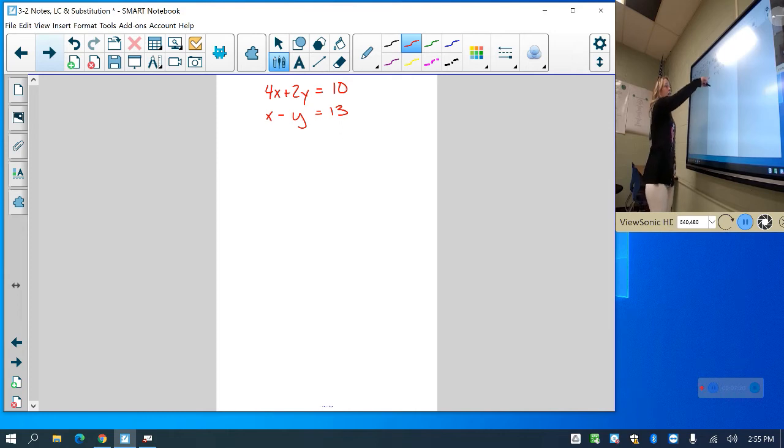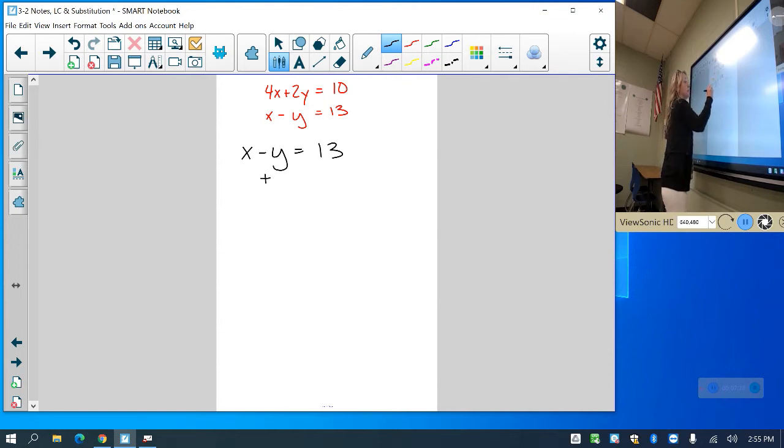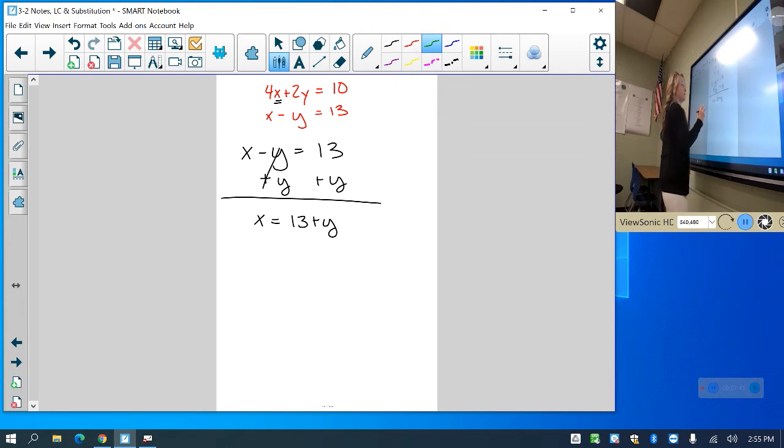Here I have a leading coefficient of 1 in the beginning, so I'm going to choose the second equation. I'm going to solve it for x. So I have x minus y equals 13. I'm going to add y. X equals 13 plus y. Now I'm going to go ahead and substitute 13 plus y for the first x, which gives me 4 times 13 plus y plus 2y equals 10.